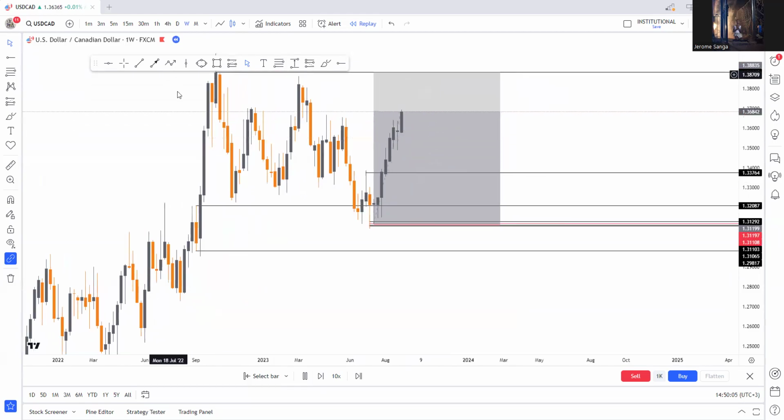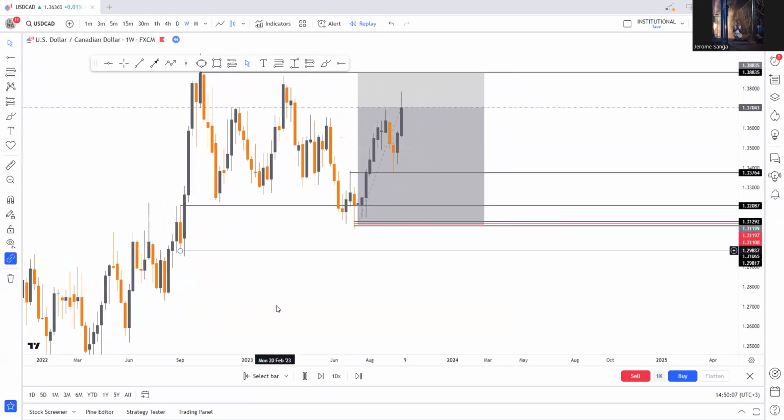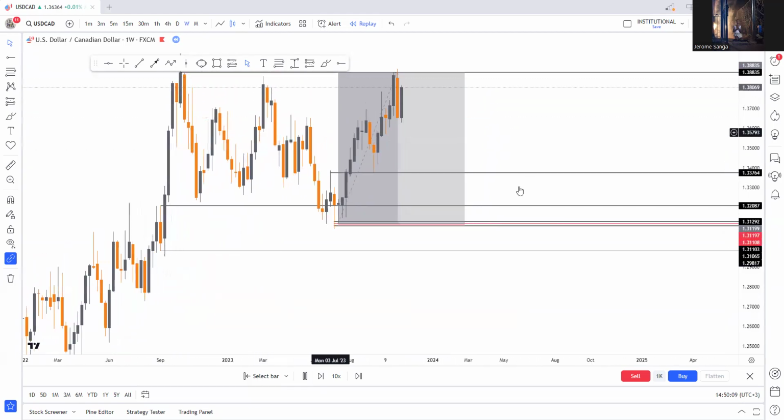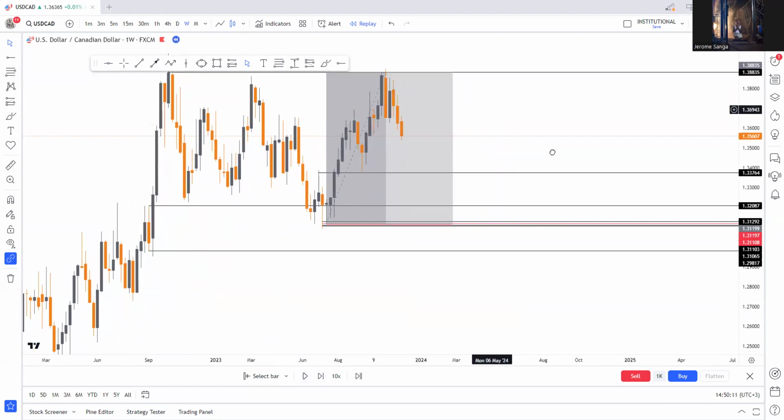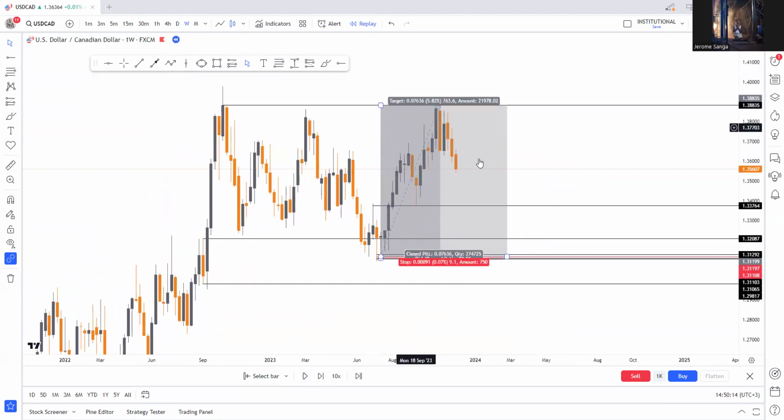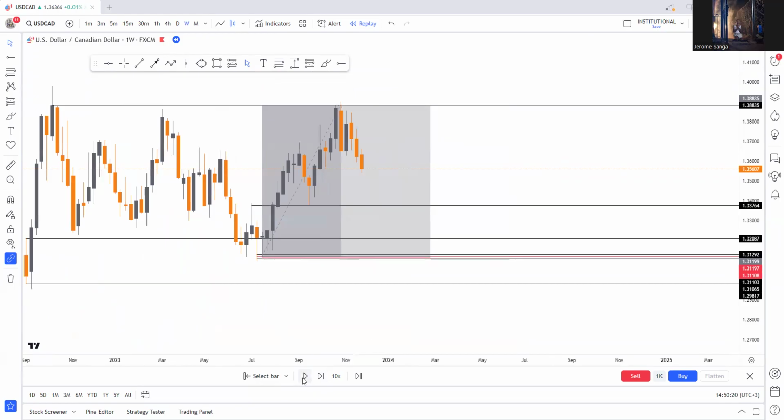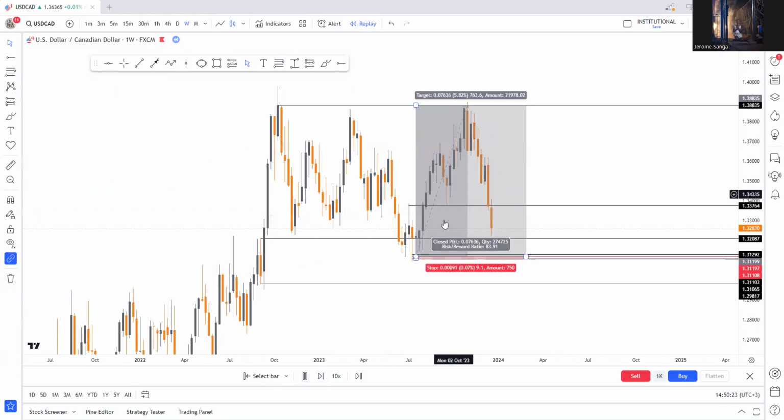So remember, this is the weekly time frame. You have a lot of time to hold the trade, a lot of time. Price closed above, as you can see here, price didn't manage to close above from the structure. So now you'll be taking your profits and waiting for the other opportunities that price will have to offer you, depending on the direction of the market.